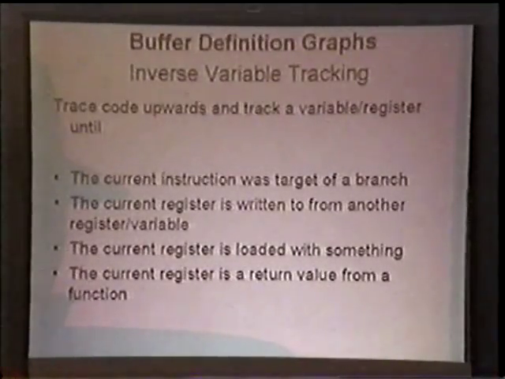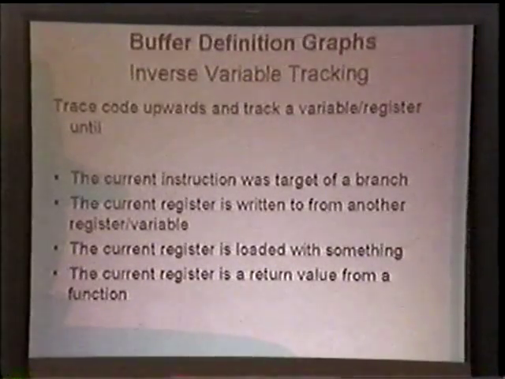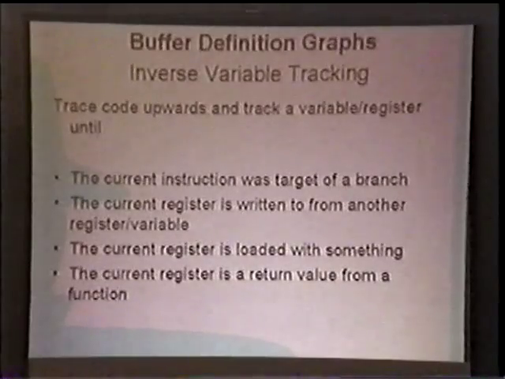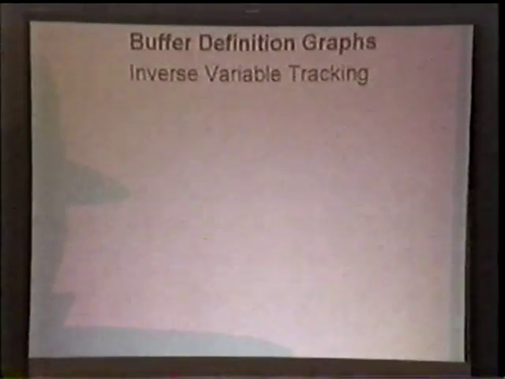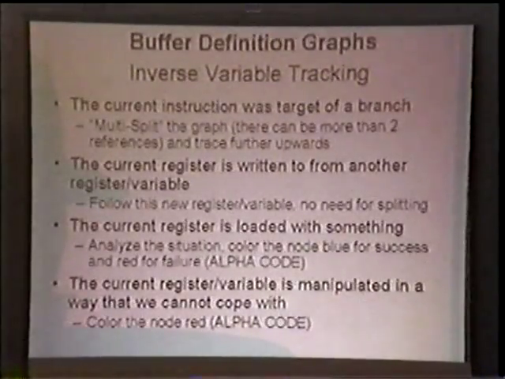Basically, to generate one of those graphs, you identify the location from which you want to trace upwards, and then you trace the code upwards until one of the following things happens. The current instruction is the target of a branch. The current register is written to from another register. The current register is loaded with something, or the current register is a return value from a function. If that happens, you do the following.